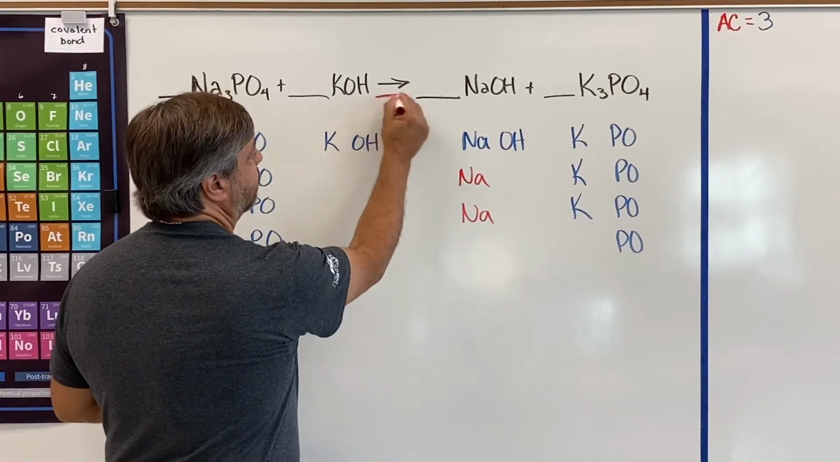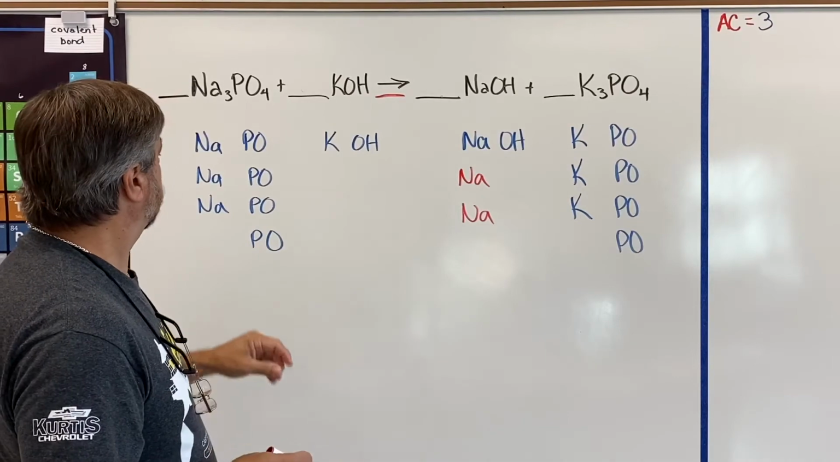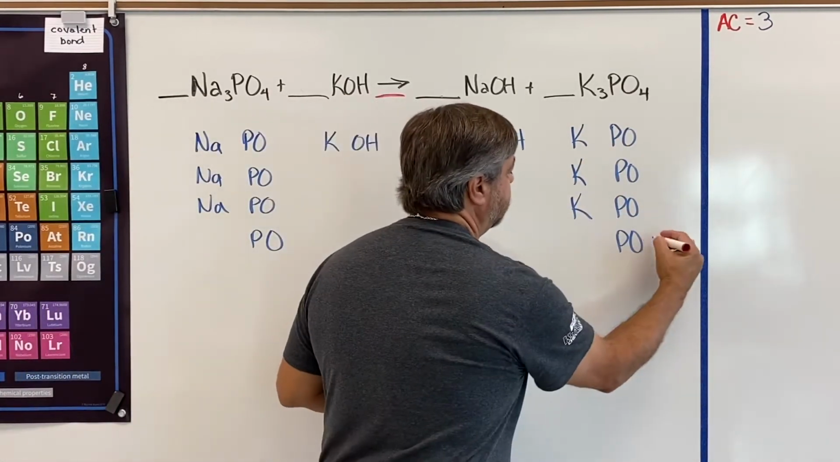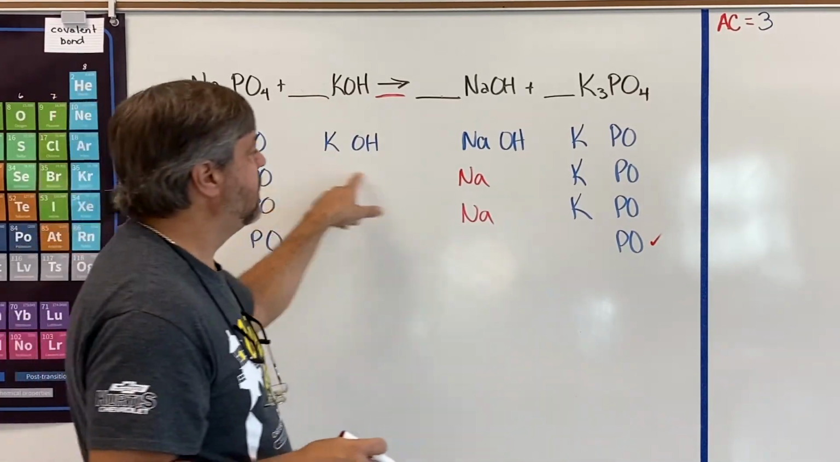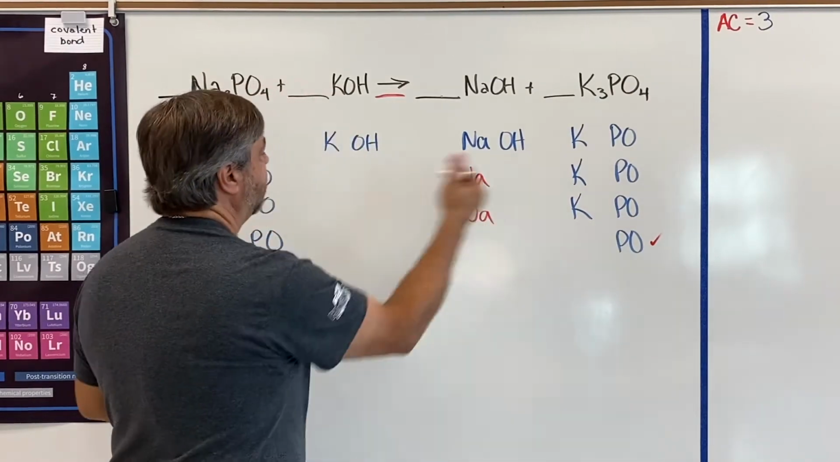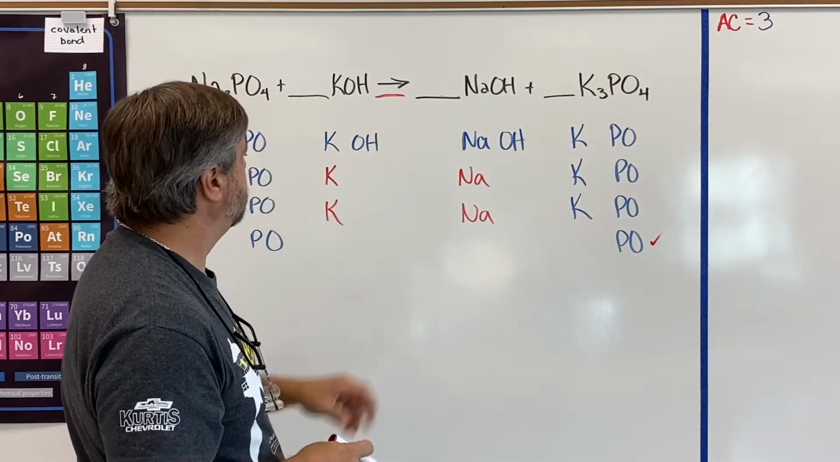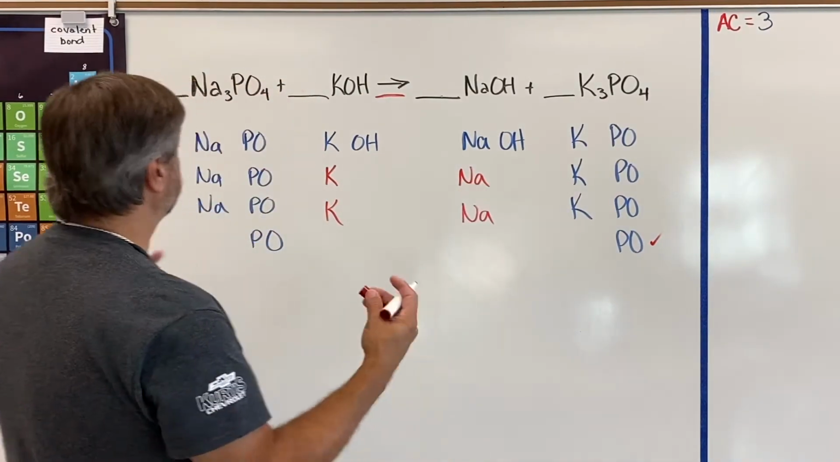Remember, I'm working off of that yield sign on each side. Over here I have 4 PO, here I have 4 PO, so I'm good there. I'll put a check mark. Here I have 1 K, but here I have 3 K. That can't happen. I've got to have 3 K on both sides, so I'm going to add 2 over here. I have 1 OH and I have 1 OH. Okay, so now it's balanced.